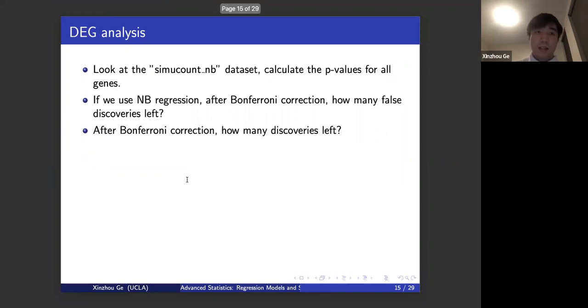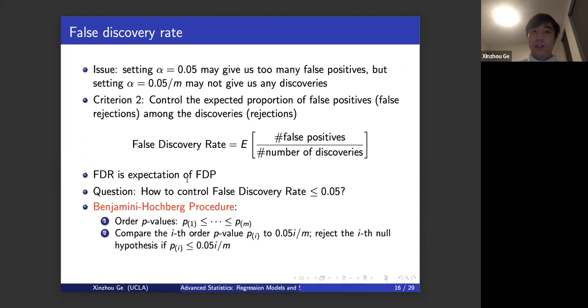I'd like to introduce another criterion which can be used to describe the quality of the discoveries, which is called the false discovery rate. The definition of the false discovery rate is the expectation of the FDP, so the expectation of the number of false positives over the total number of discoveries.